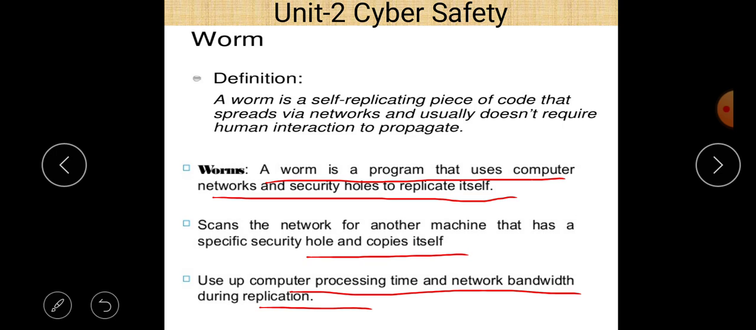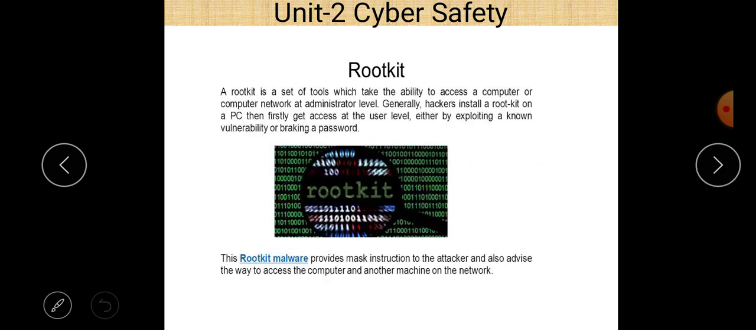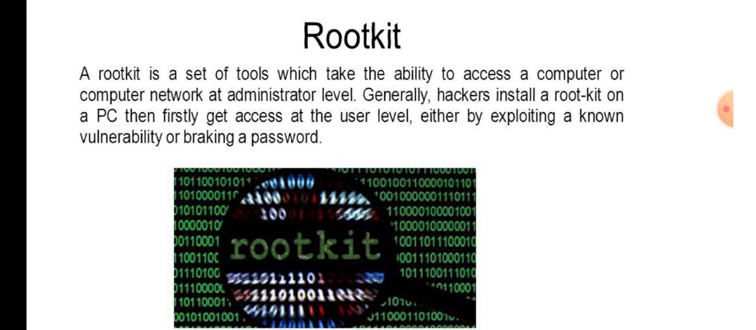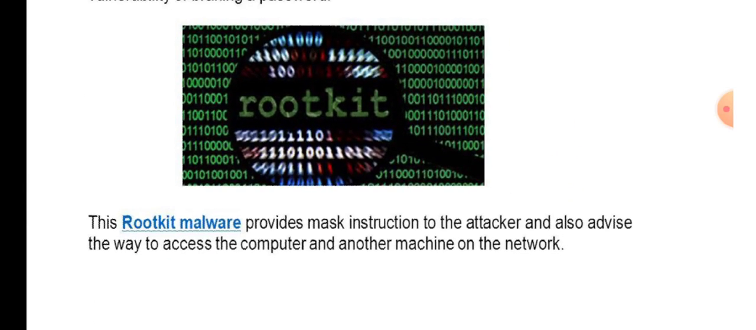I think you are able to understand the concept of worm. Our last topic is rootkit. A rootkit is a set of tools that gives the ability to access a computer or computer network at administrator level. Generally, hackers install a rootkit on a PC after first getting access at user level, either by exploiting a known vulnerability or breaking a password. This rootkit malware provides masking for the attacker and also a way to access the computer and other machines on the network.